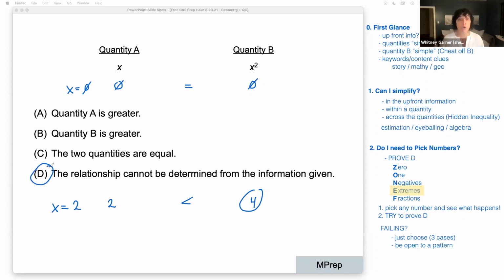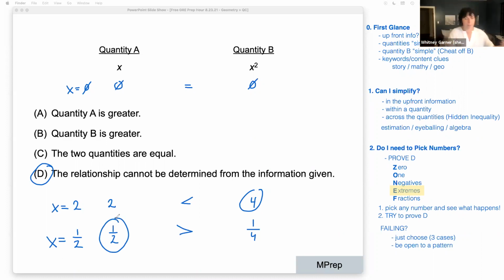You might have also proven D by using a fraction. If x is a half, then quantity A is 1/2. Quantity B is 1/2 squared, which is 1/4, which is actually smaller than a half.